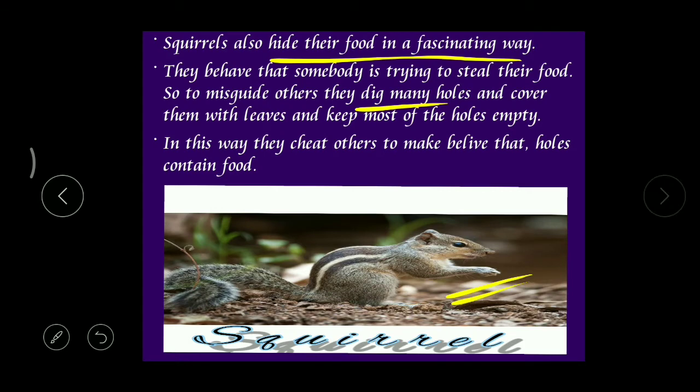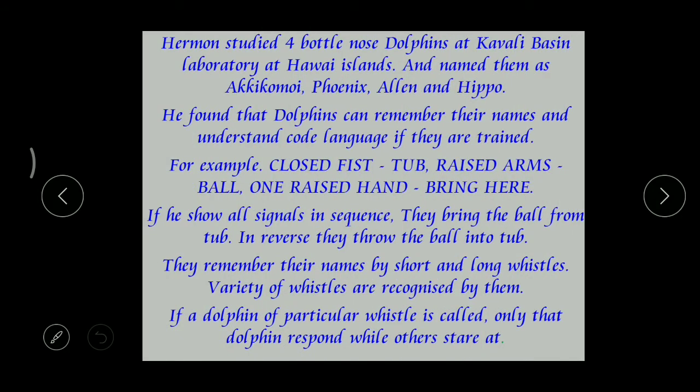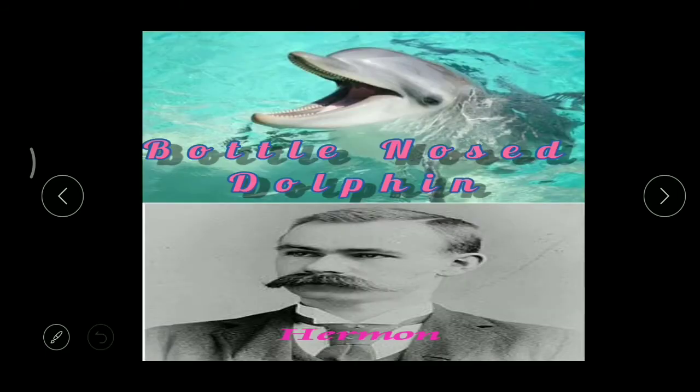Correct. Okay. The next one, here is a scientist by name Hermann. So this scientist, I will show you. No, this is a scientist, and he did this experiment on some special animals, some special mammals. What are they? There are bottle-nosed dolphins.